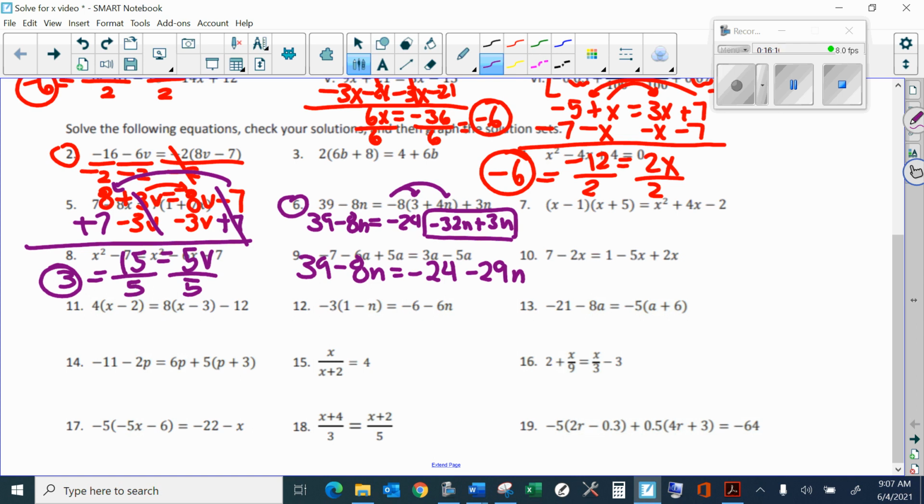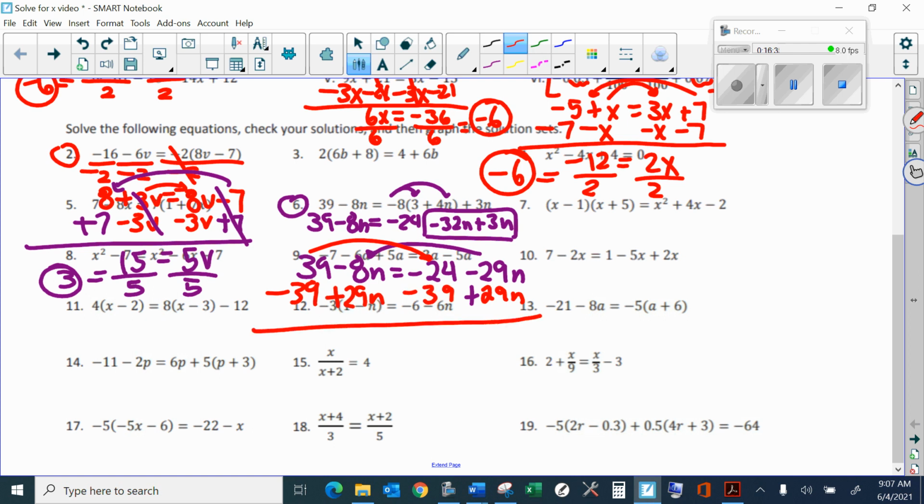Okay, again, I'm bringing the smaller n over the larger. Negative 29 is smaller than negative 8. So the smaller one goes to the bigger. So I'm adding 29n across. That means the constant is going over here. So I'm subtracting the 39 across.